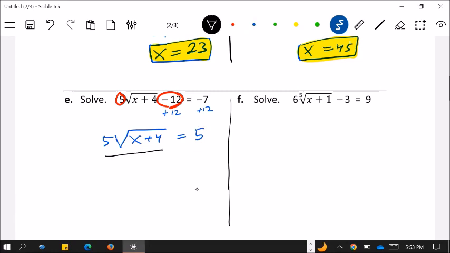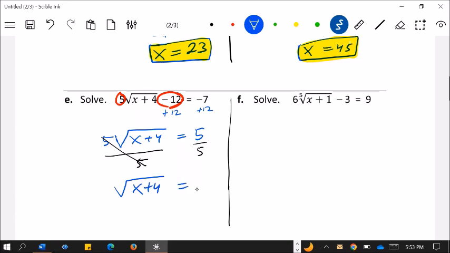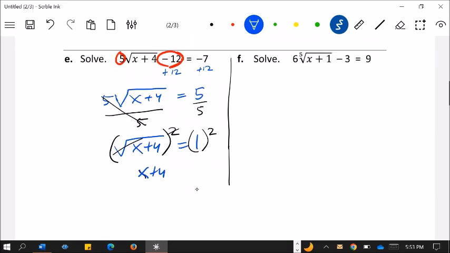Now I'm going to divide by this 5, so those cancel out. I'm going to do it on both sides. So I get the square root of x plus 4 is equal to 1. Let's square that so that these cancel, and square that. So I get x plus 4 is equal to 1 times 1 is 1. Let's do minus 4, so we get the x by itself.